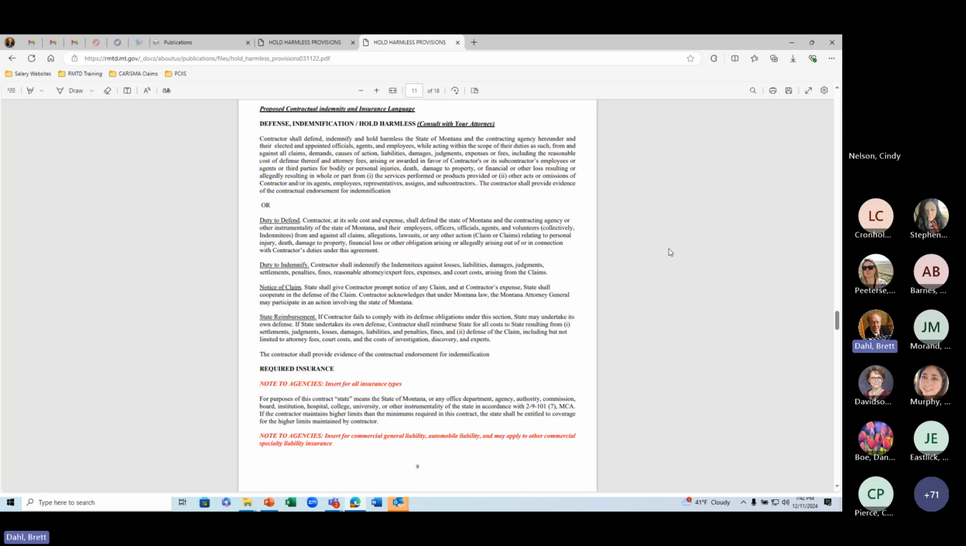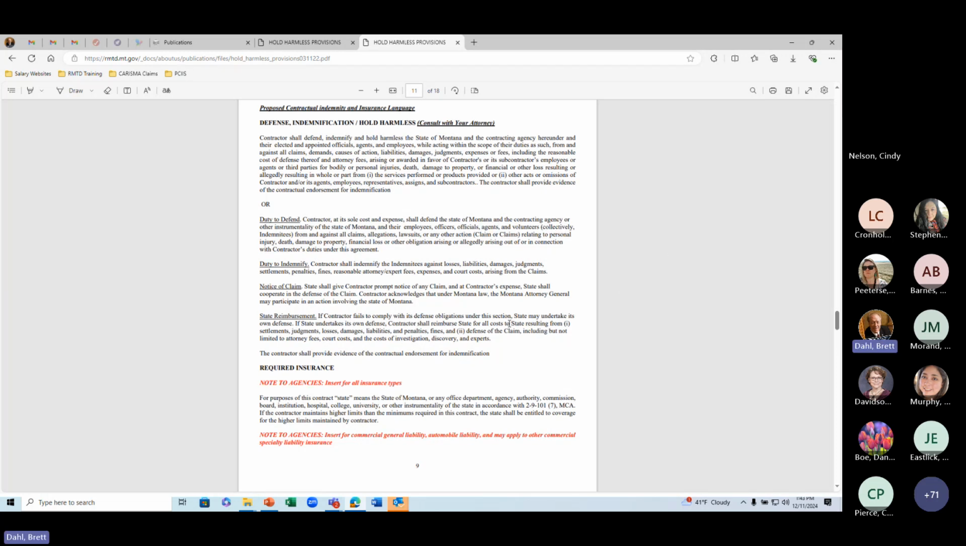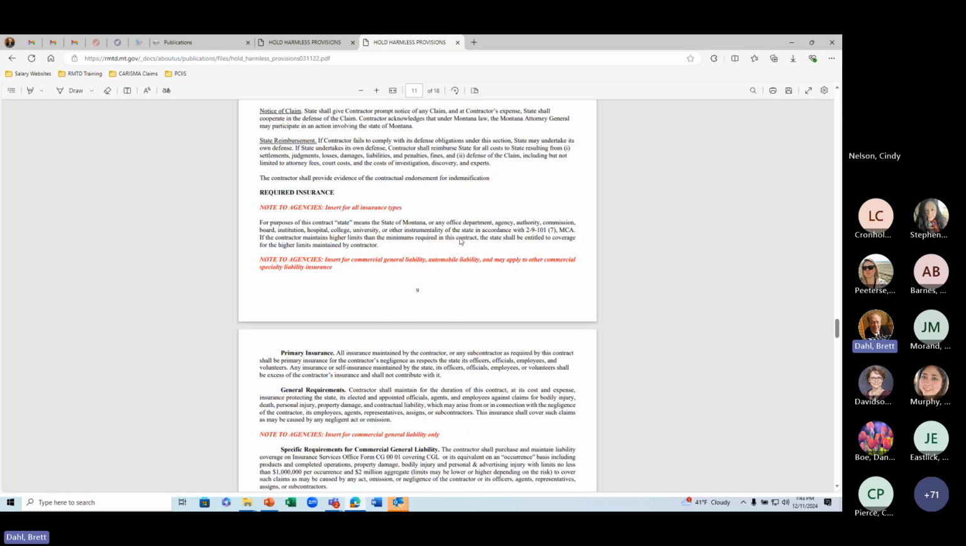We need to make these contractors and put them in a position to be able to offer services with some wallboards on the type of insurance and indemnity provisions that they require. So required insurance, we talked about that early.